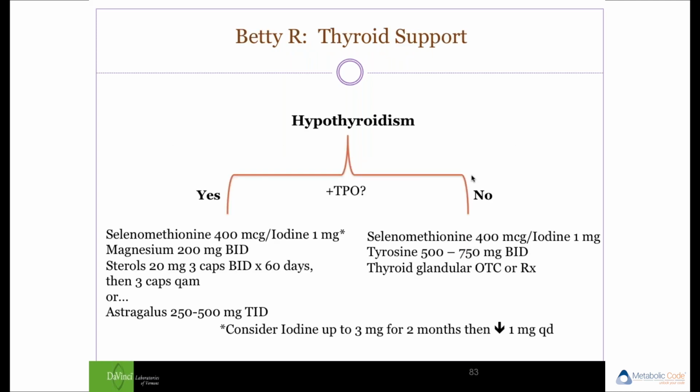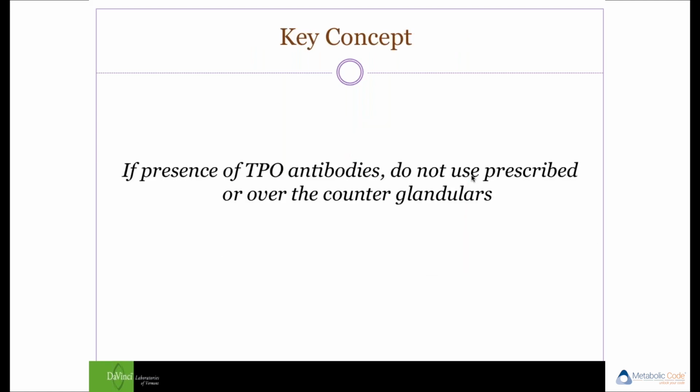So in addition to that, you can also consider adding in lots of good magnesium. Magnesium itself has been shown to blunt TPO production. Sterols, which are pine bark extracts, also help balance TH1 and TH2 in the setting of autoimmunity. Astragalus can do that as well. So once again, key concept: in presence of TPO antibodies, do not use prescribed or over-the-counter glandulars.